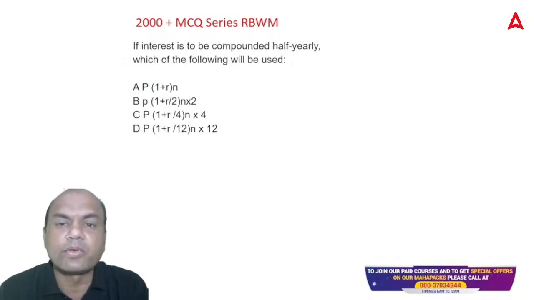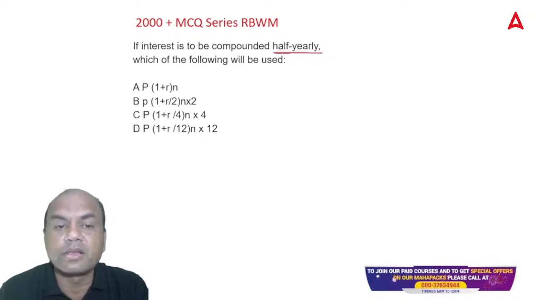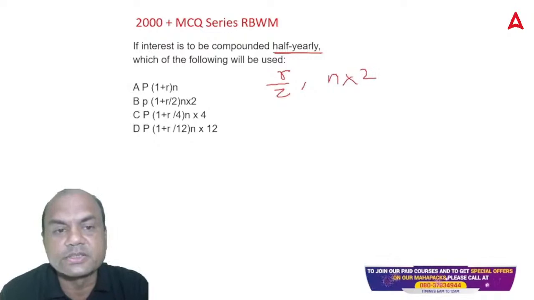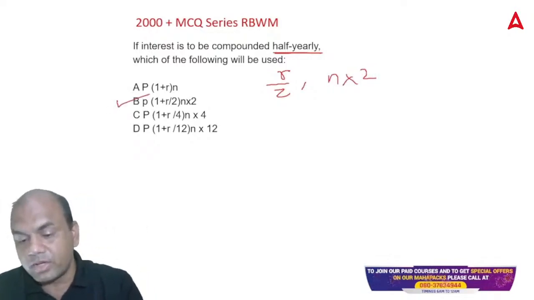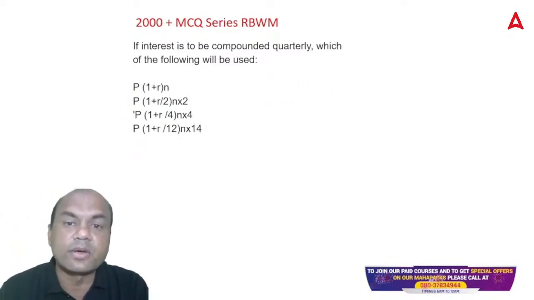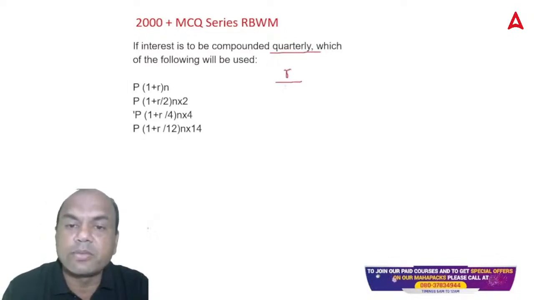Interest rate is to be compounded half yearly. Which of the following will be used? If I have to compound the interest rate half yearly, then R will be divided by 2 and N will be multiplied by 2. So look at this. Where is this option? This. R is divided by 2 and N is multiplied by 2. Everyone got it? Clear? If the interest rate is to be compounded quarterly, then which of this? R will be divided by 4 and N will be multiplied by 4.